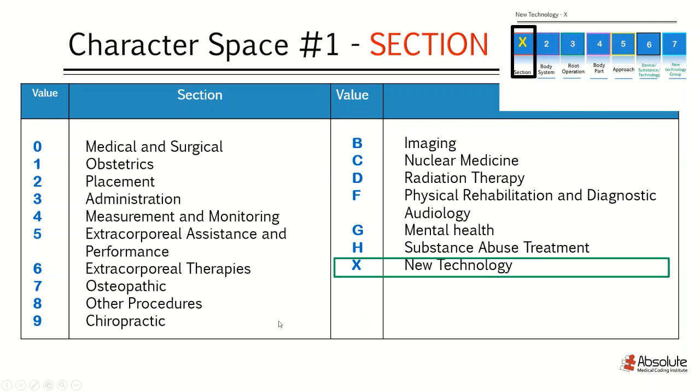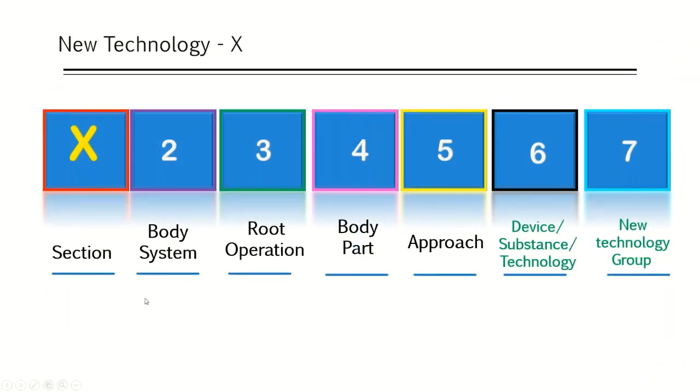Let's take a look at the PCS code for a new technology procedure. We know that first character will be an X. Then it's followed by body system. And then look, coders, we're back to root operations. We've got body part, approach, and sixth and seventh characters are different. Sixth character will be device, substance, or technology, and your seventh character, this is new technology group.